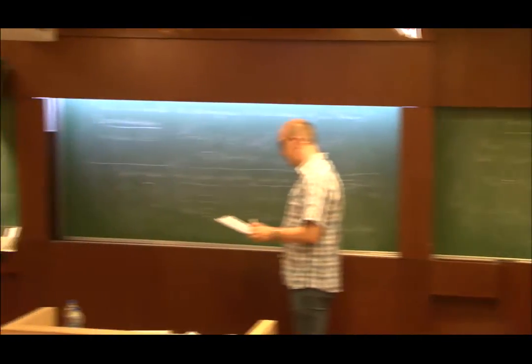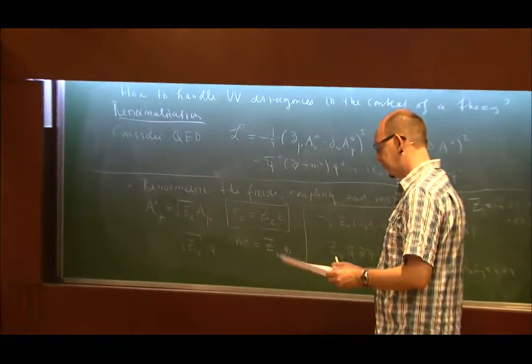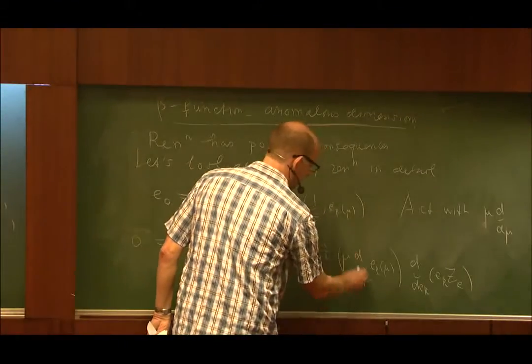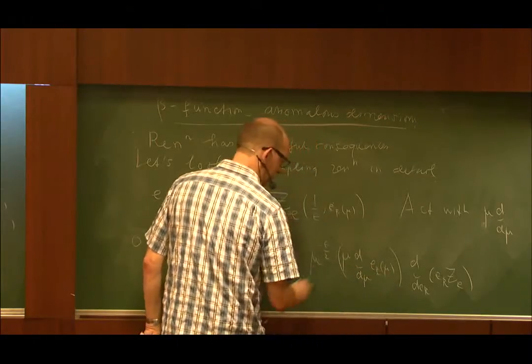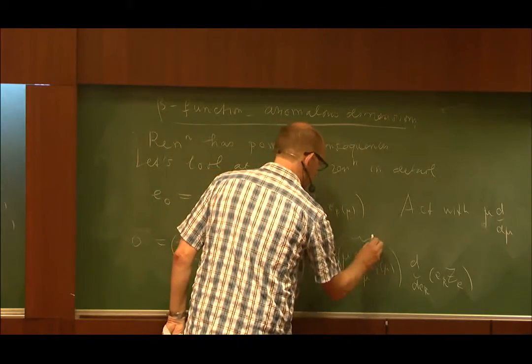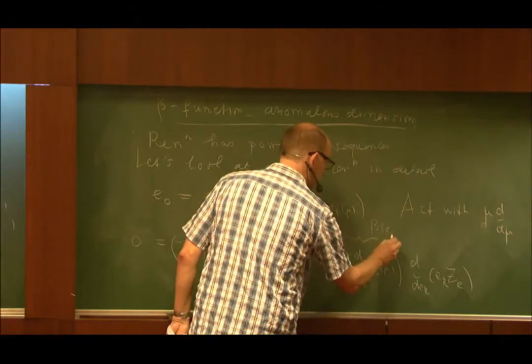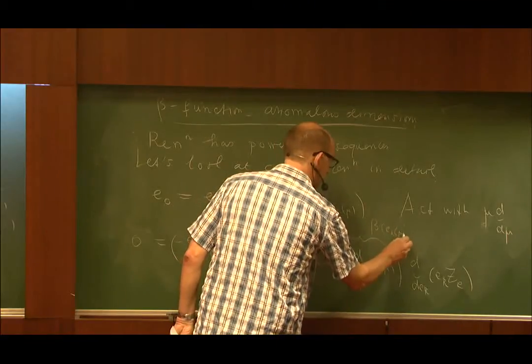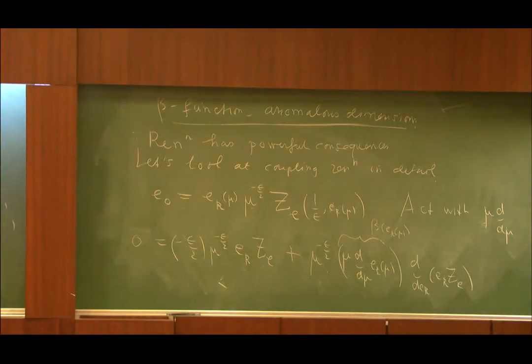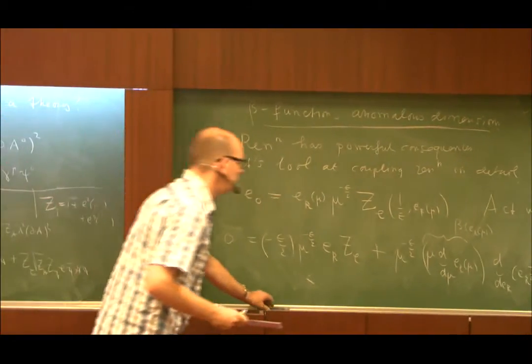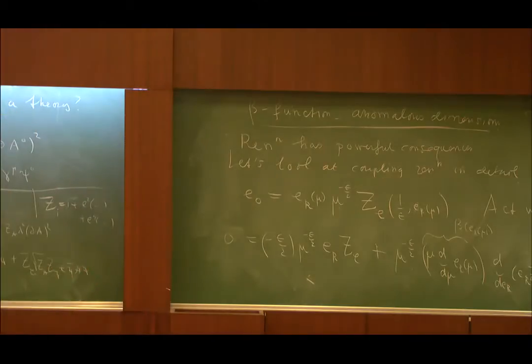And continue. By the way, this object, the mu d mu derivative on the running, on the mu-dependent renormalized coupling, this is called the beta function, which is a function of ER of mu. And that's what we want to solve for.